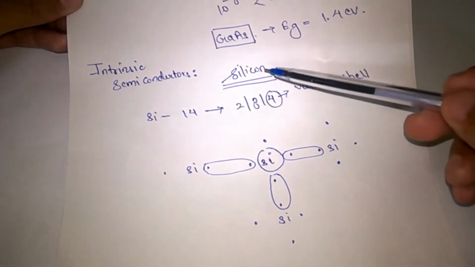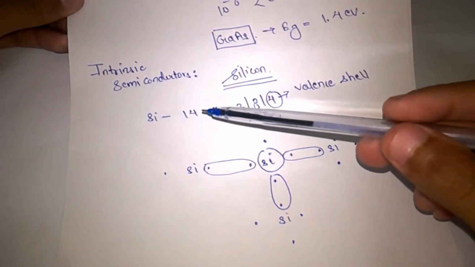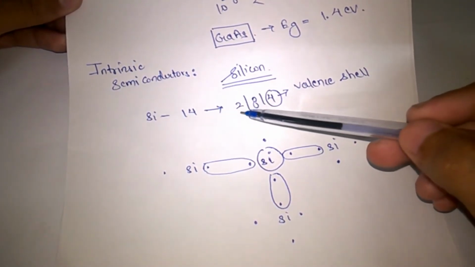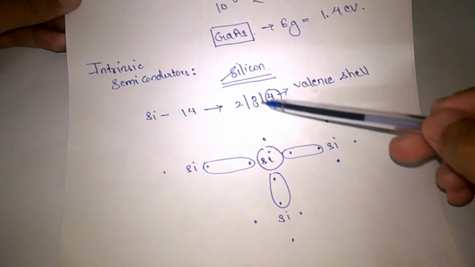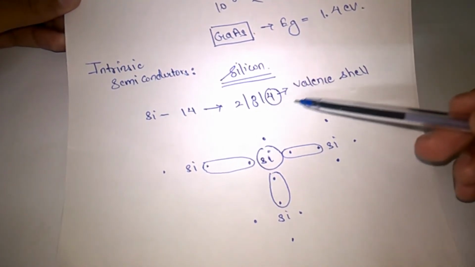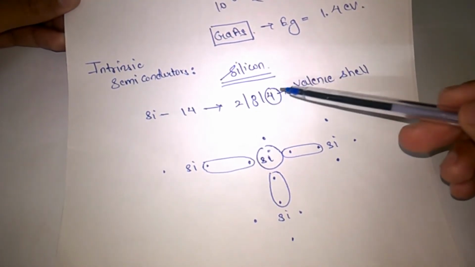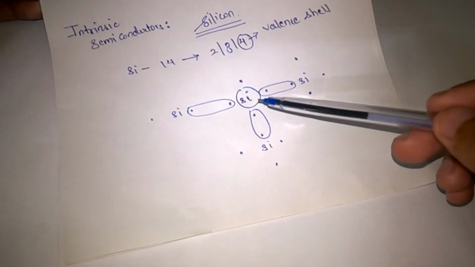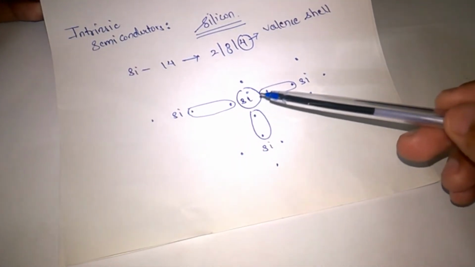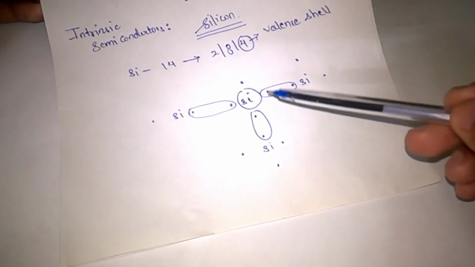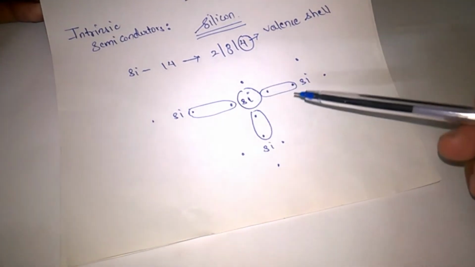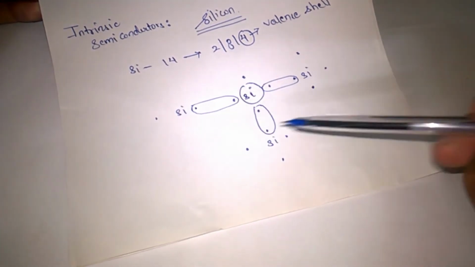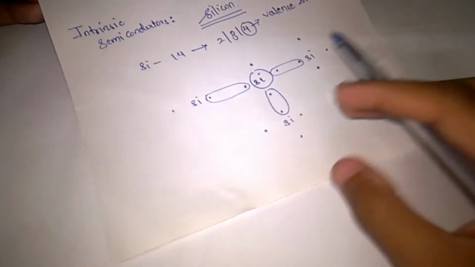Firstly we will take silicon. Silicon has atomic number 14, which has an electronic configuration of 2, 8, 4. It means the outermost shell, the valence shell, has 4 electrons. So the atomic structure of silicon will look like this, in which the 4 outermost electrons will form covalent bonds with another silicon atom. So its structure will look like this.